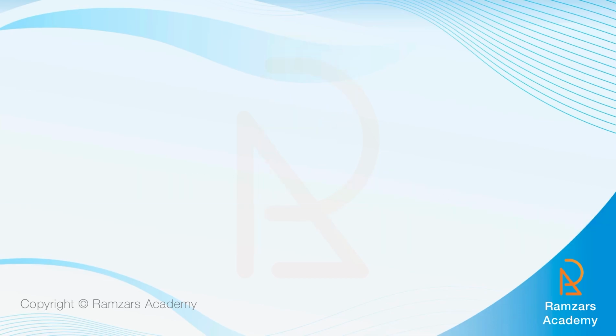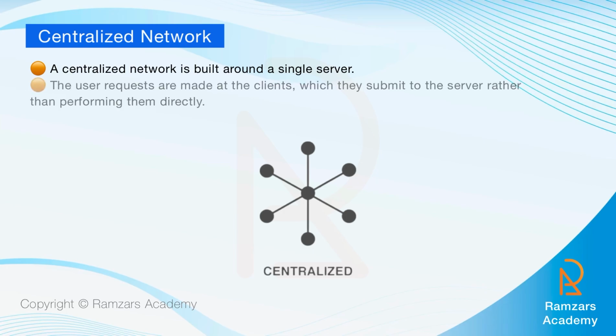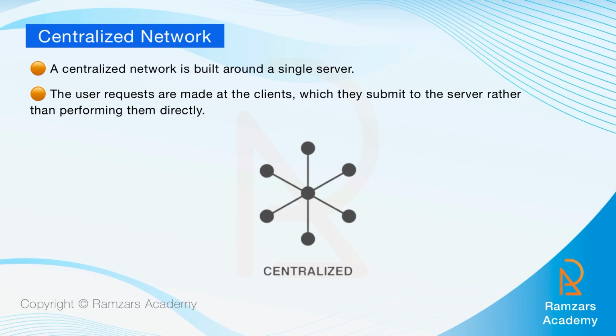First is a centralized network, which uses a client-server architecture, in which one or more client nodes are directly connected to a central server. A single server handles most of the processing. Usually the main server is a powerful machine, which is connected to less powerful workstations called clients. The user requests are made at the clients, which they submit to the server rather than performing them directly. It can include data storage, applications, and utilities.